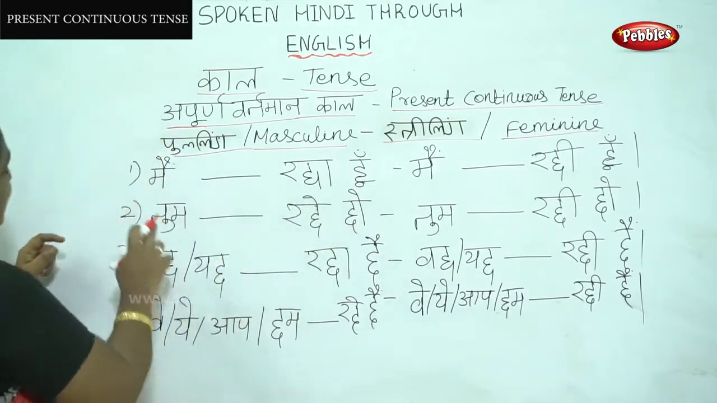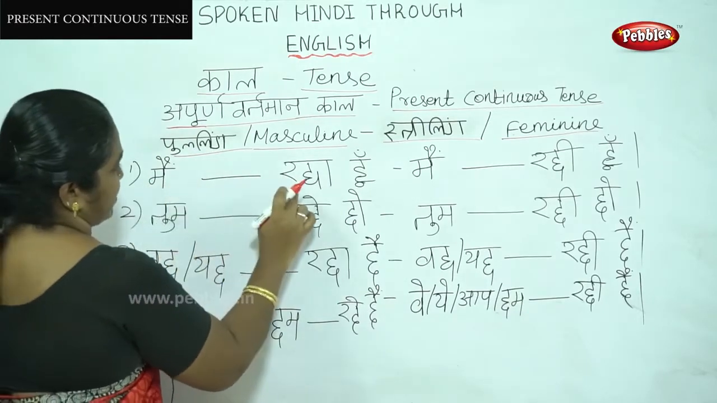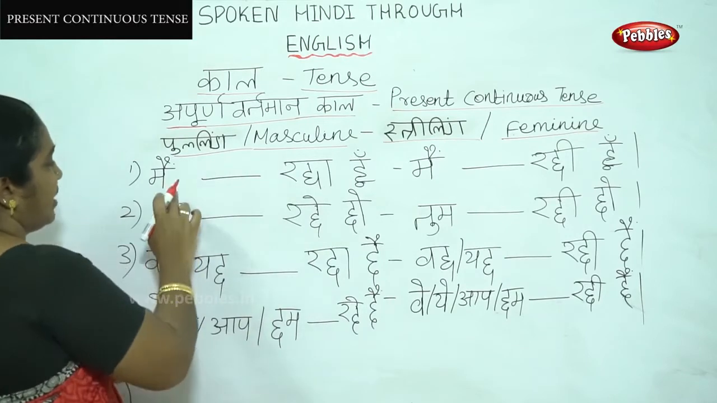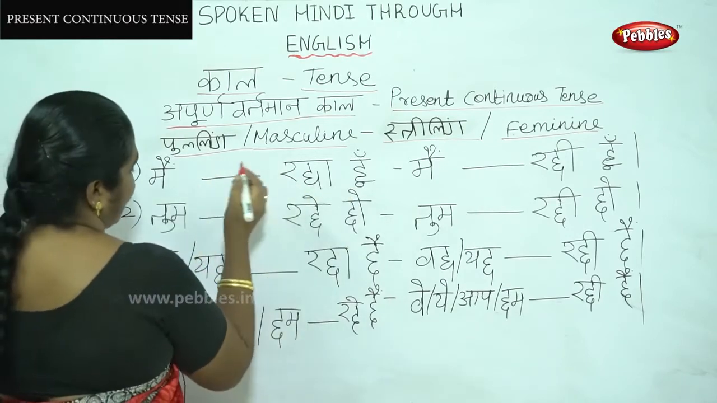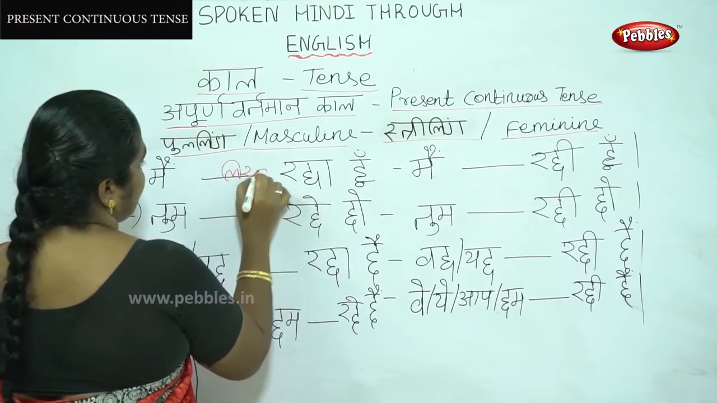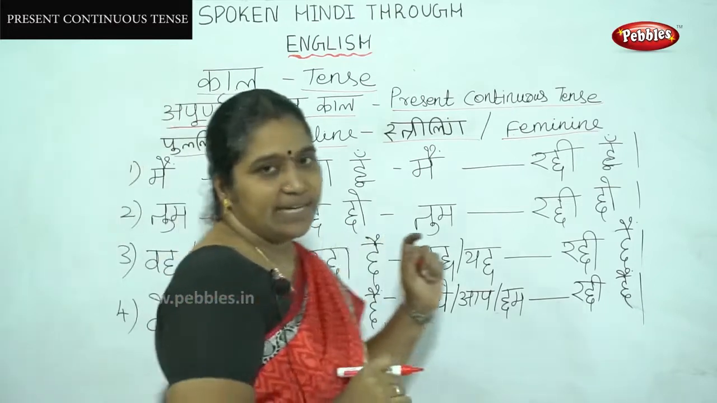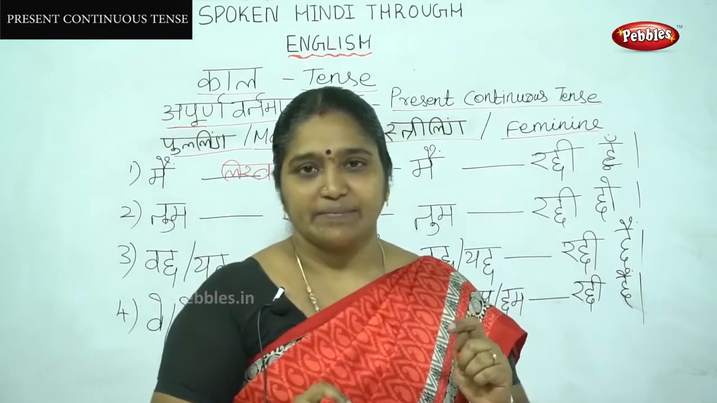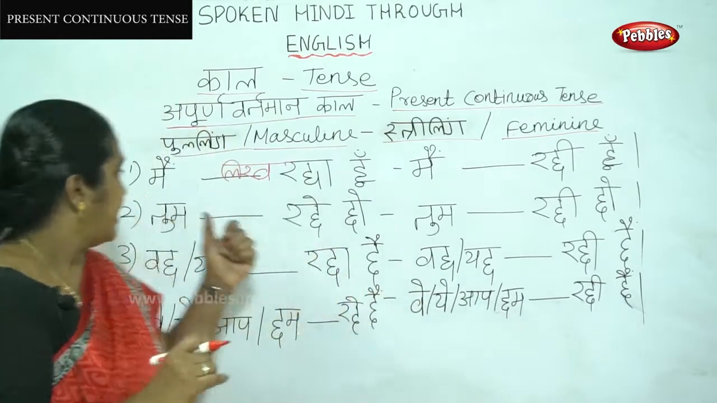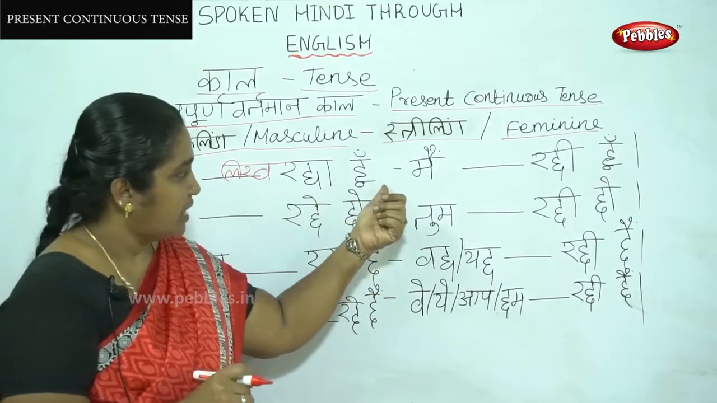Here we are going to learn about first person. First person is main dash raha hoon. Here we can write the root verb as likh. Likh means write. Main likh raha hoon.